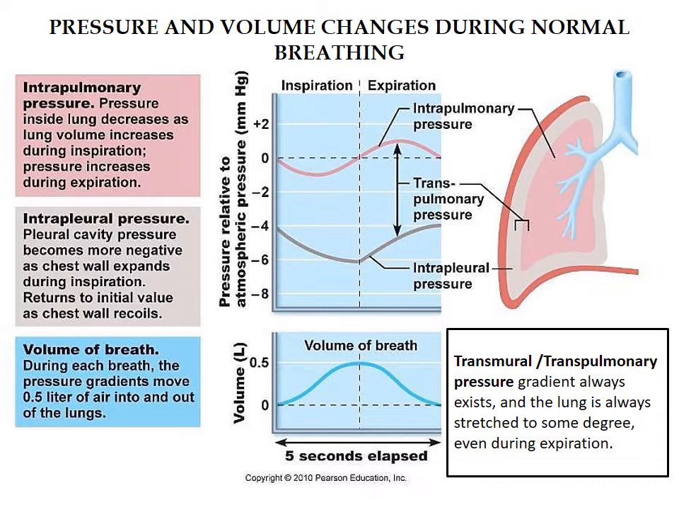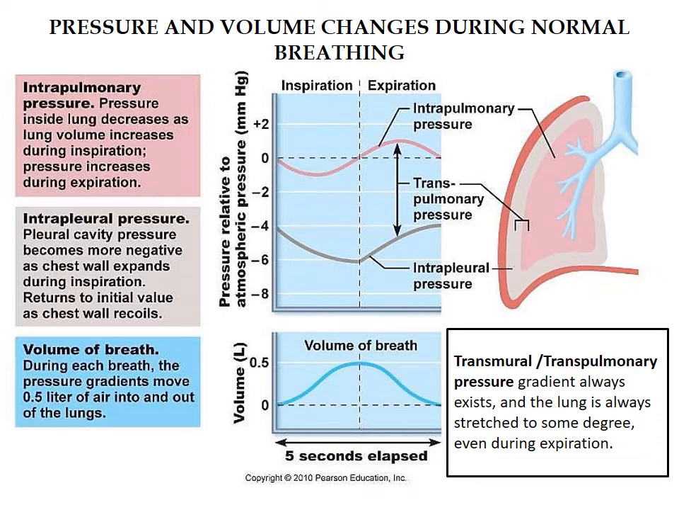Then we can see the intrapleural pressure, that is the pressure within the pleural cavity. You can see that it is -4, and it is becoming more negative, to -6. From -4 it is going more negative to a value of -6.